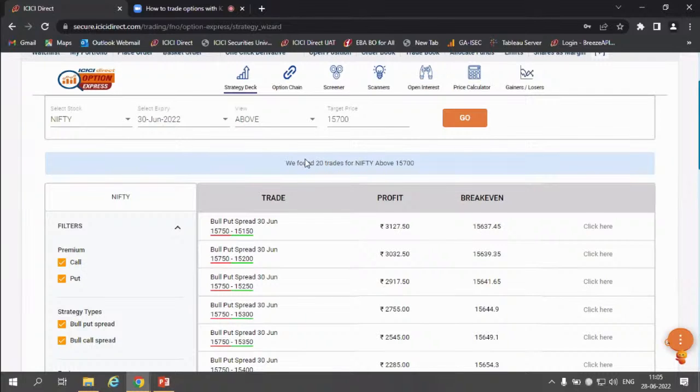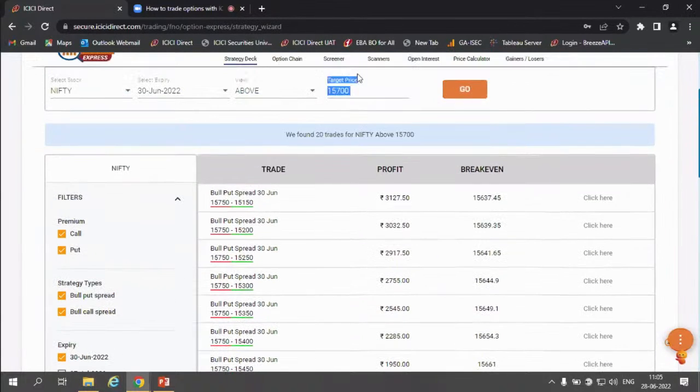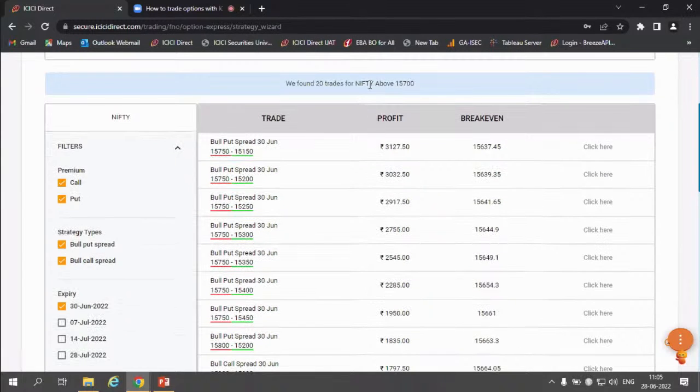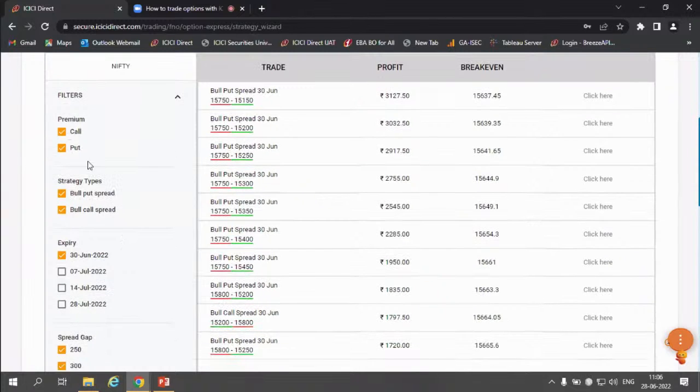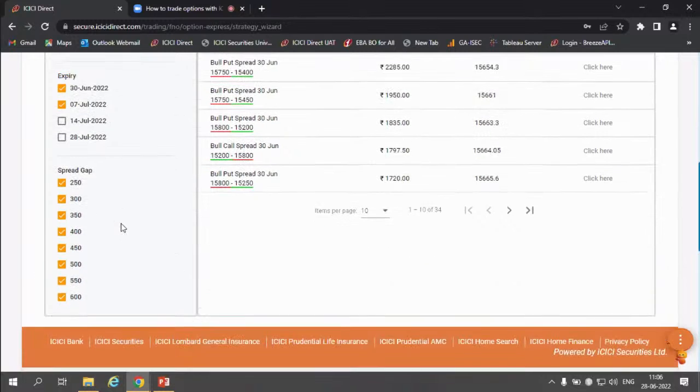So based on quant analysis and everything, there are about 20 different trades that have been suggested, and these trades are nothing but bull put spreads and bull call spreads, based on both calls and puts. The expiry they have thrown is the 30th of June. So if you want the 7th of July or 14th of July expiry, you can just take it, or simply untake it if you don't want to trade these expiries.